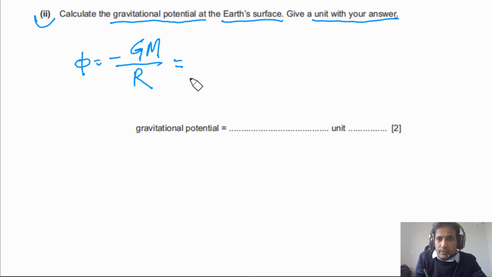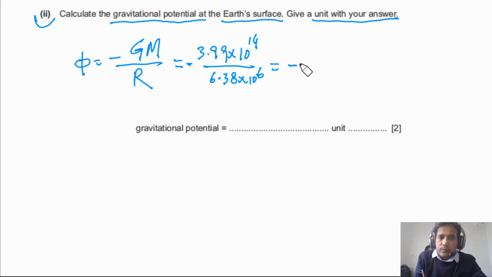Now simply we need to plug in values and we can find the answer. The product GM is already given in the last part, and the value of GM is 3.99 times 10 to 14. The negative sign is here, and the value of r we have calculated in the last part, that was equal to 6.38 times 10 to 6. So the final answer will be 6.25 times 10 to 7. Simply you can use a calculator.